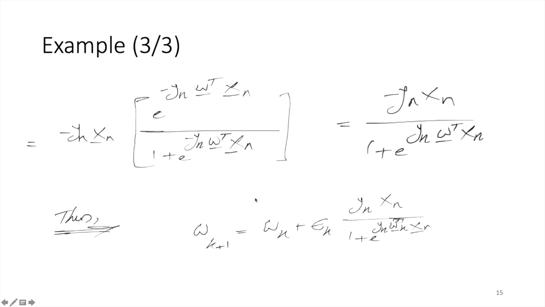Okay, thus we can say, in order to update, the update rule using stochastic gradient descent for logistic regression would be w_k, your current weight, plus epsilon_k multiplied by this amount, y_n x_n divided by 1 plus e to the raise of y_n W_k transpose x_n. Okay?